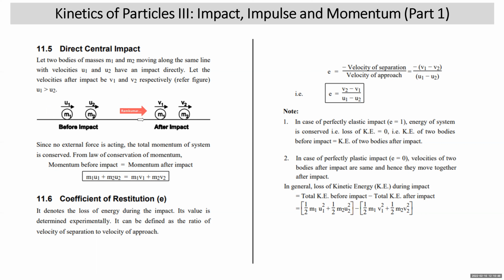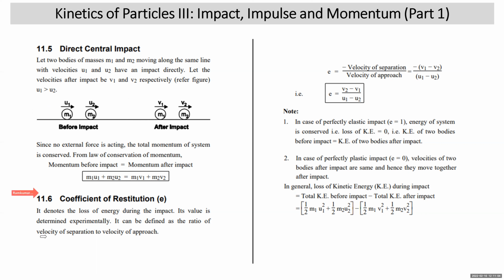What will be momentum after impact? m1 v1 plus m2 v2. So this is the principle of conservation of momentum. Momentum before impact is equal to momentum after impact. That's one formula we use for solving the problems of direct central impact.